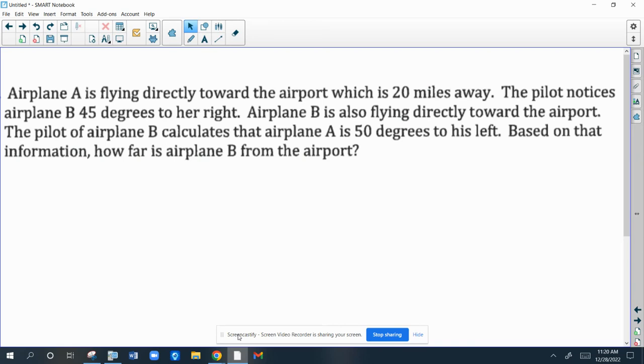All right, so here's a word problem. On these word problems, as you know, it's really important to make a nice sketch. So we have airplane A flying directly toward the airport, which is 20 miles away. So let's call this airplane A. And it's going to the airport, which is directly 20 miles away. So let's just say it's flying straight directly to the airport.